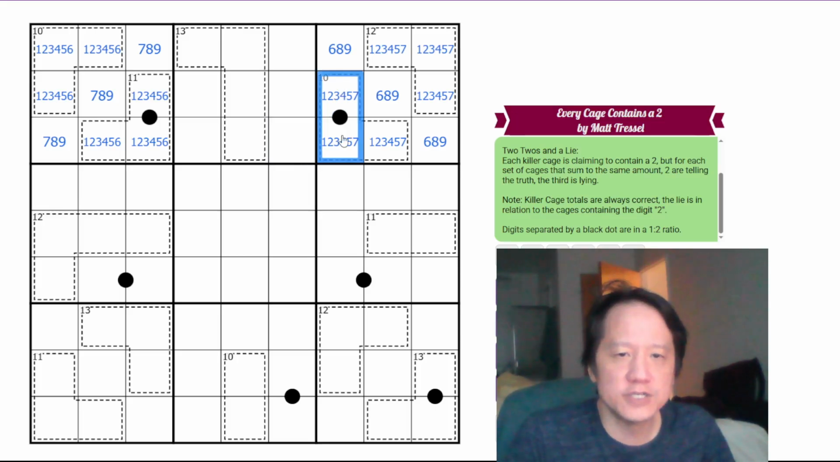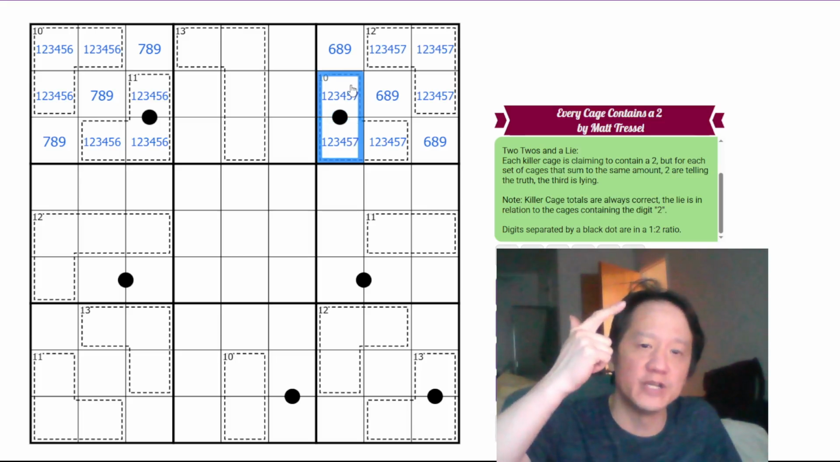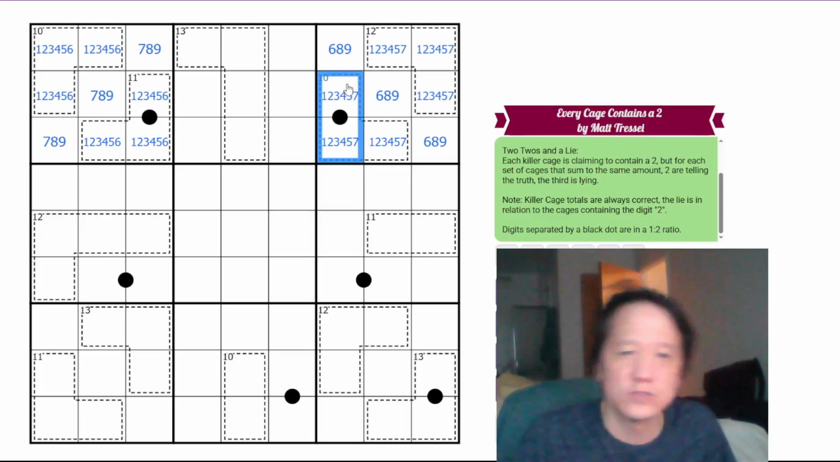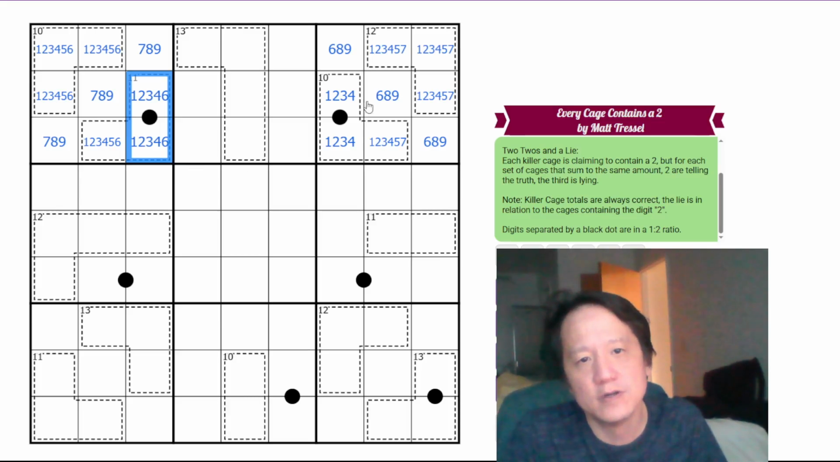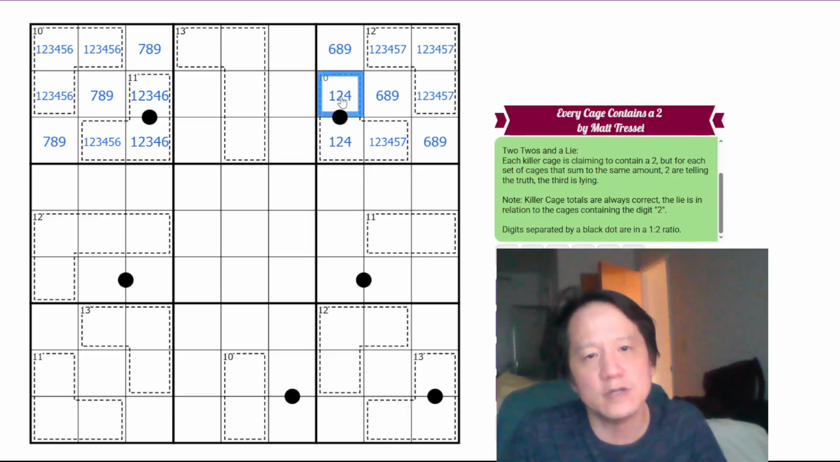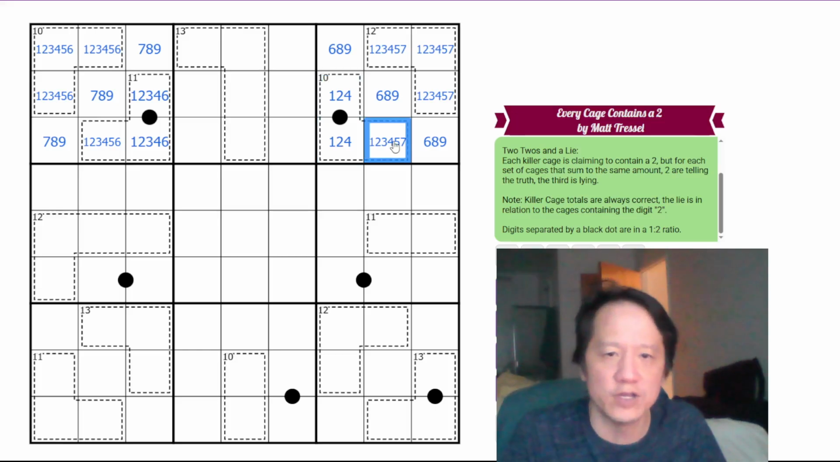What are the digits here that can be in a 1 to 2 ratio? 5 and 7 can never be next to black dots. So this can never be 5 or 7. This can't be 5. This then can never be 3 and 6 because 6 is not in the cage. Well, it has to be either 2 and 4 or 1 and 2. If it's 2 and 4, the other digit has to be 4 to add up to 10, and that's not allowed.